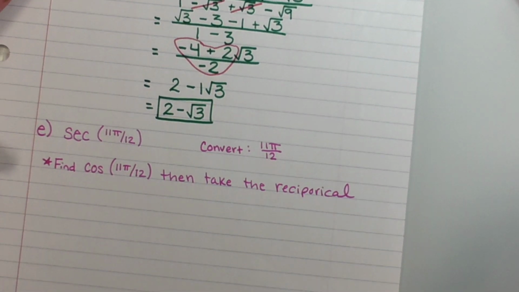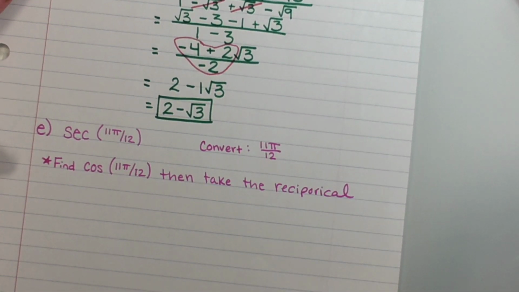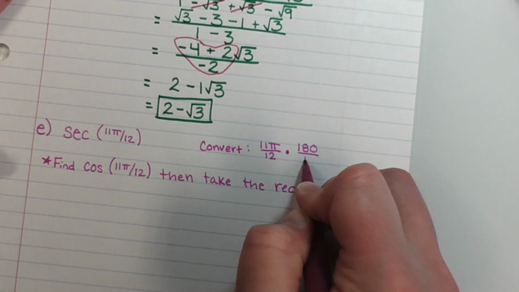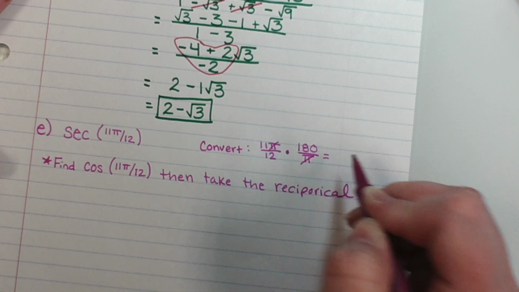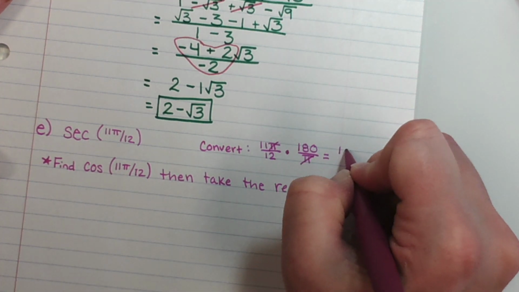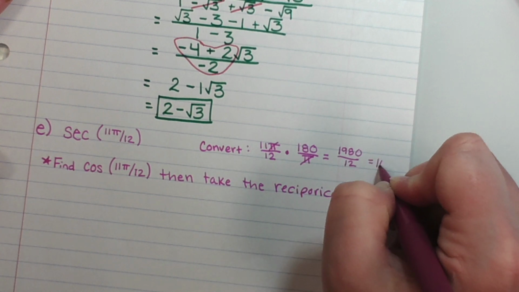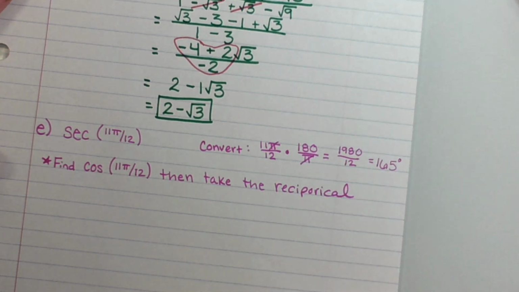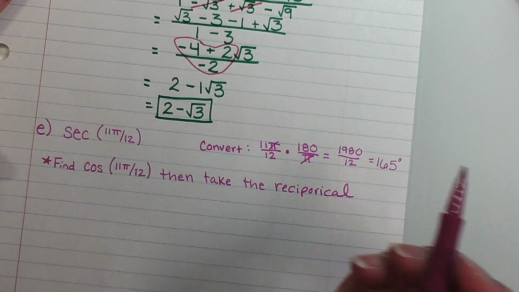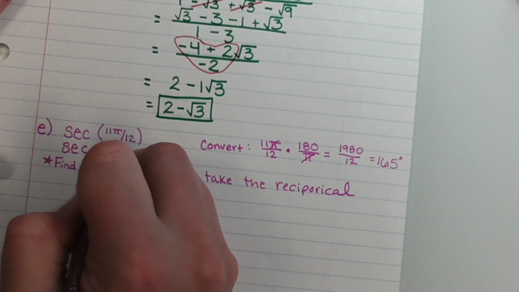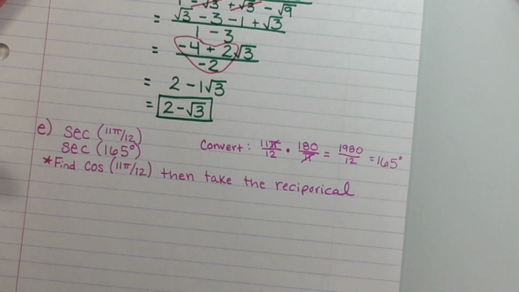How do I convert 11 pi over 12 into degrees? Multiply by 180 over pi. Pi's cancel out. 11 times 180 is 1980. Divided by 12 is 165. So, secant of 11 pi over 12 is equivalent to secant of 165 degrees. I'm going to find cosine of 11 pi over 12, in other words, cosine of 165 degrees.